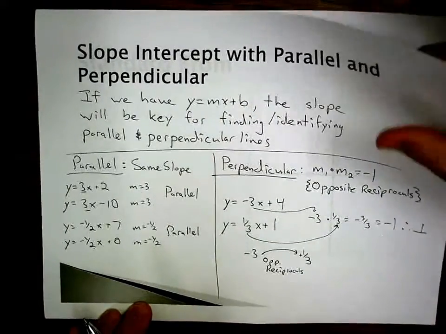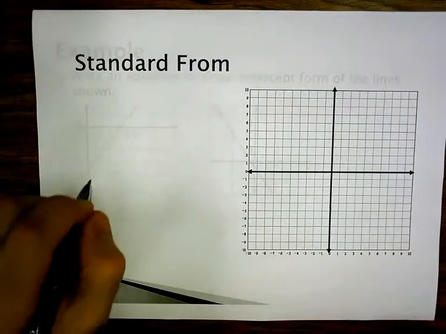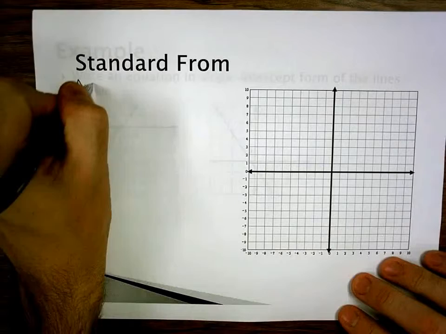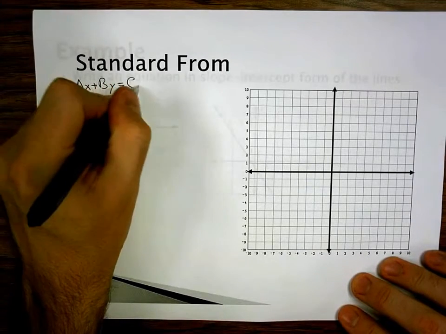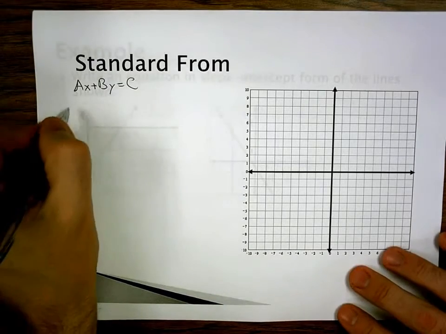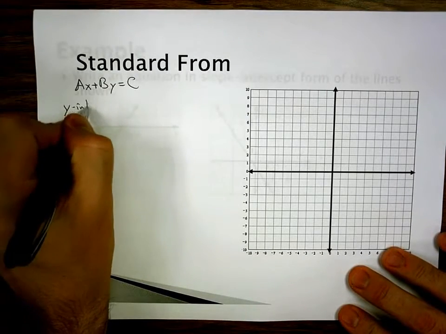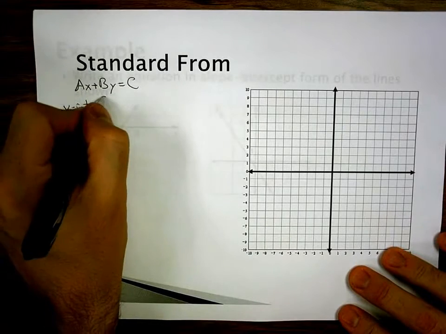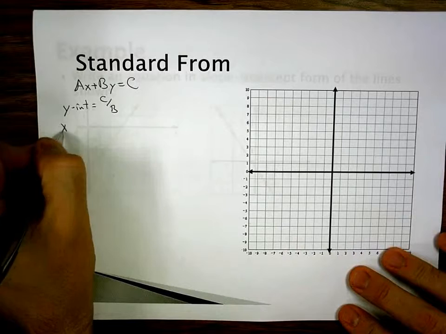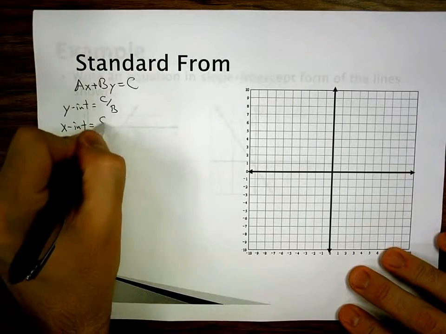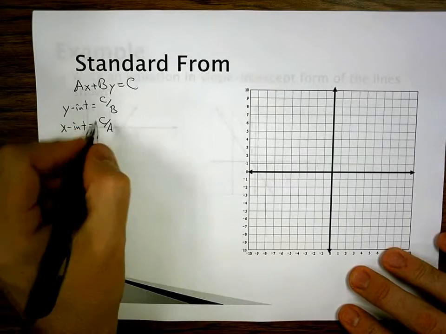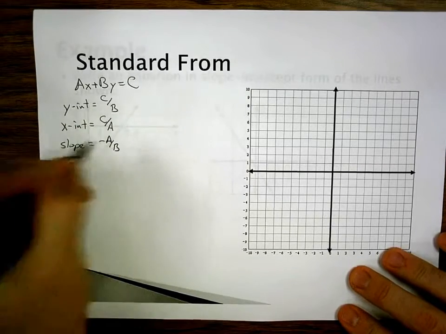Now, the other method we have is standard form. So, go through, at least identify what standard form is, and see how we can use it. It is a little bit different approach. So we have ax plus by equals c. And in standard form, the y-intercept is c over b. The x-intercept is c over a. And the slope is negative a over b.